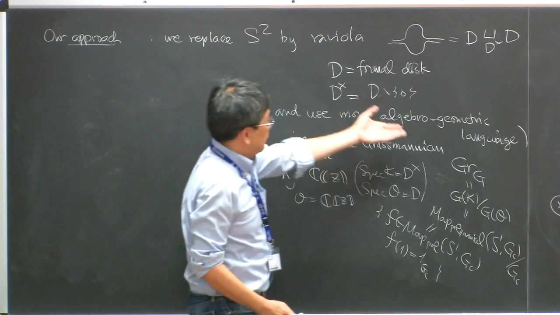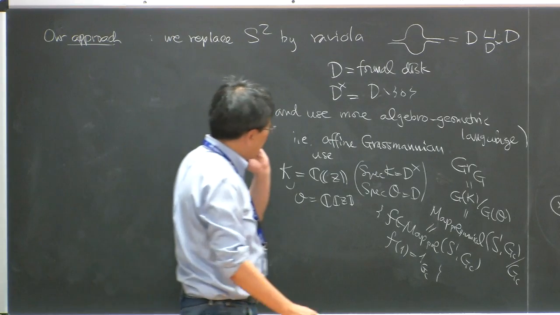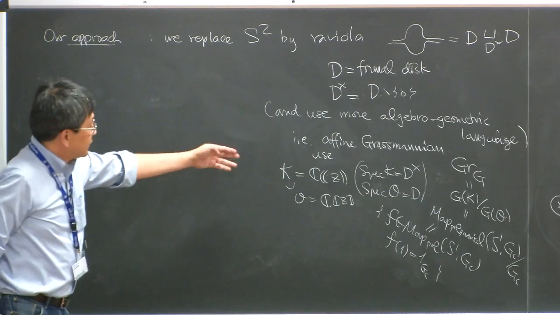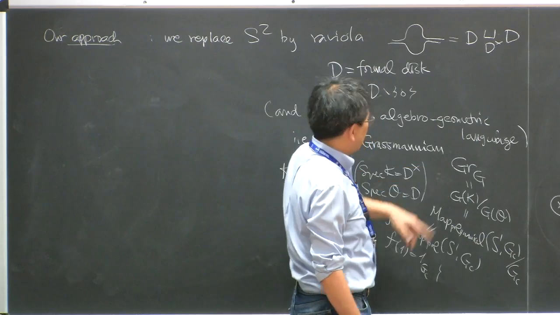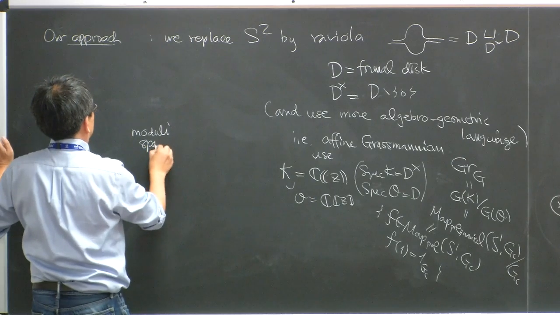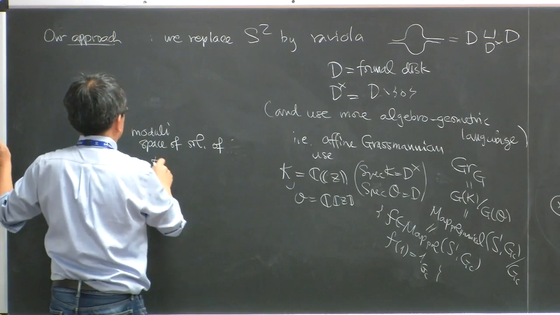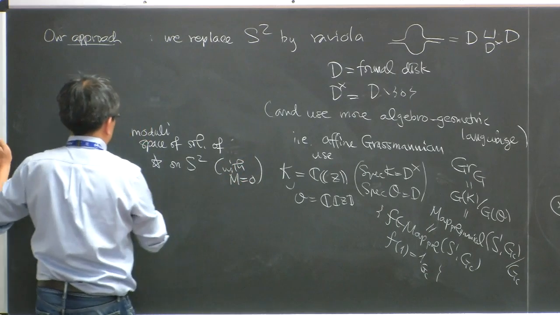So this is the case when you don't have matter. Maybe I didn't mention what matter is. The spinors with various representations, M is called matter. And this is the case when there is no matter. So instead of the general moduli space on S2, we should consider the affine Grassmannian as the moduli space. Solutions of the equation on S2, with M equal to 0, should be replaced.